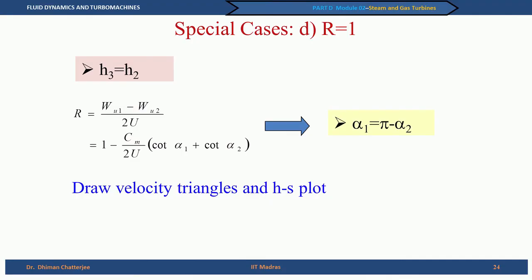And finally, the special case which we are talking about is R equal to 1. In this case, we get H3 equal to H2, and R equal to 1 with these expressions in terms of velocity triangles, Wu1 minus Wu2 by 2u, gives 1 minus Cm by 2u times cot alpha 1 plus cot alpha 2, and hence we get alpha 1 equal to pi minus alpha 2. I suggest that to get practice, you can draw the velocity triangles and the HS plot for this case as well. Please note, we are talking about R equal to 1.